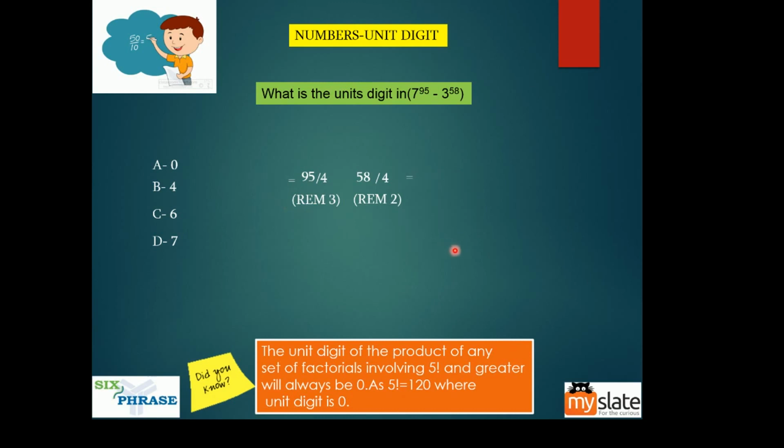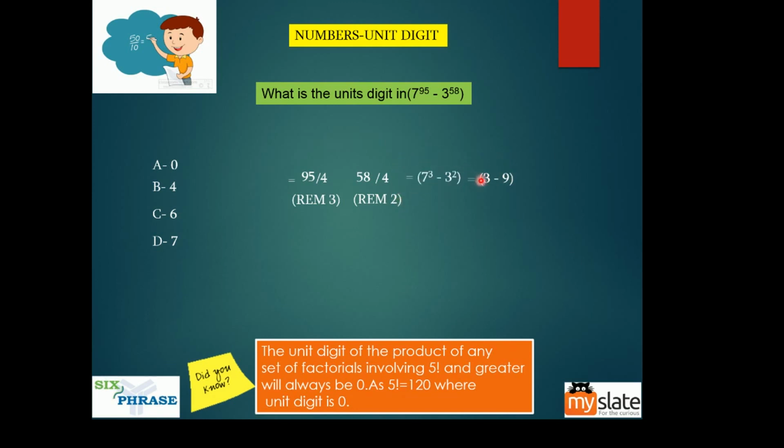Okay, so this gives you, so the unit digit here will give you 3 and 9. Because this and this are the same things. So 7^95 becomes the same as 7 cube. 3^58 is the same as 3 square. So for 3 square the unit digit is 9. For 7 cube the unit digit is 3.